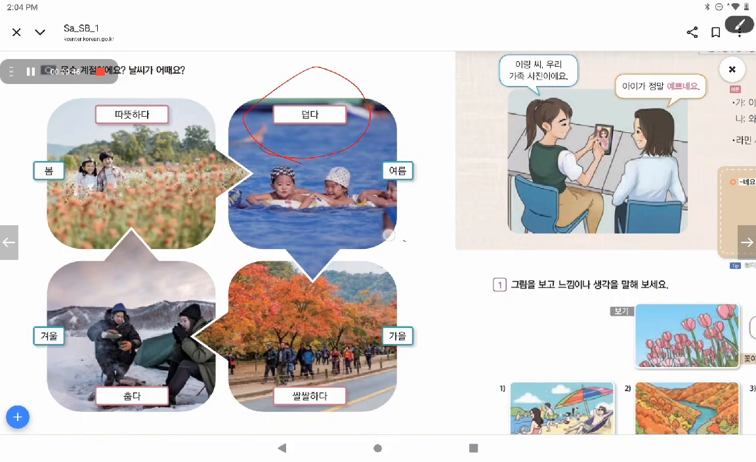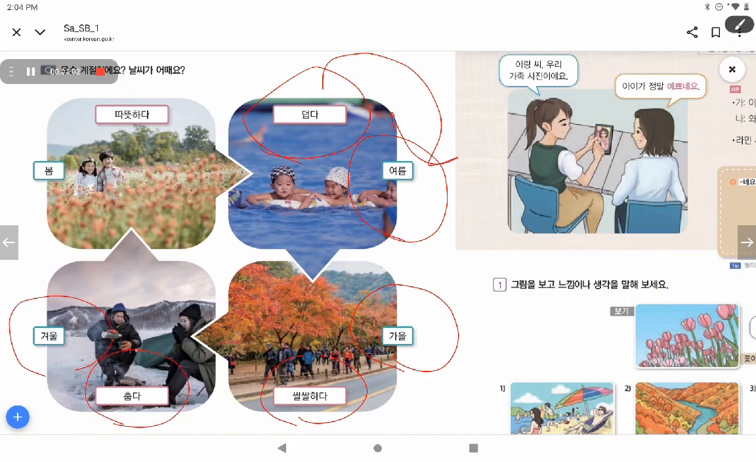덥다. 여름, hot, summer. Cold, autumn. 쌀쌀하다. Somehow chilly. Cool, cold. 춥다. Cold, warm, spring. 따뜻하다. It's warm. Not so much hot, but it's warm.